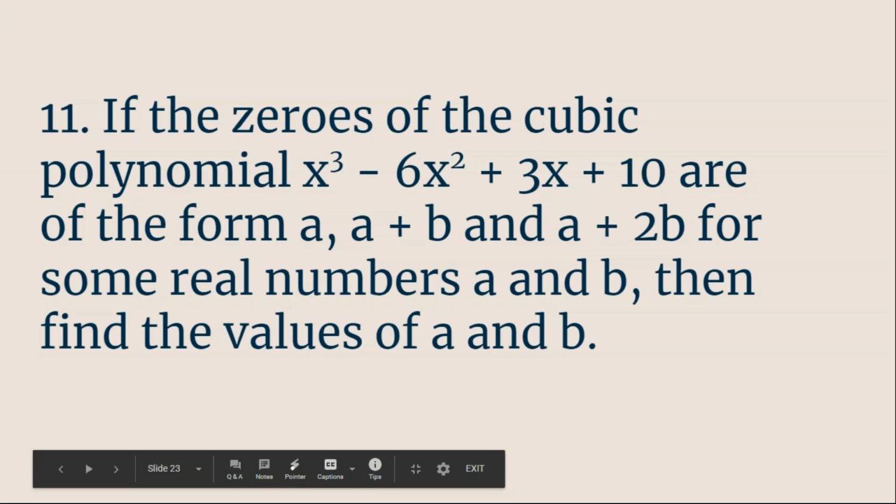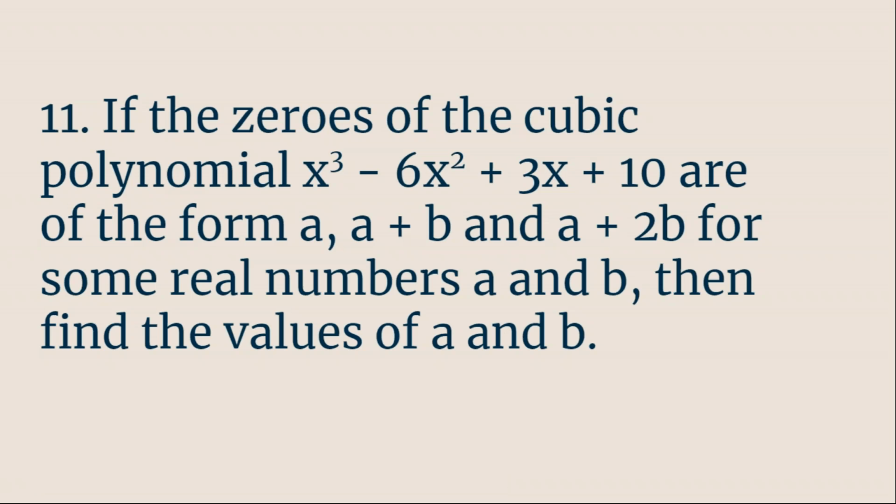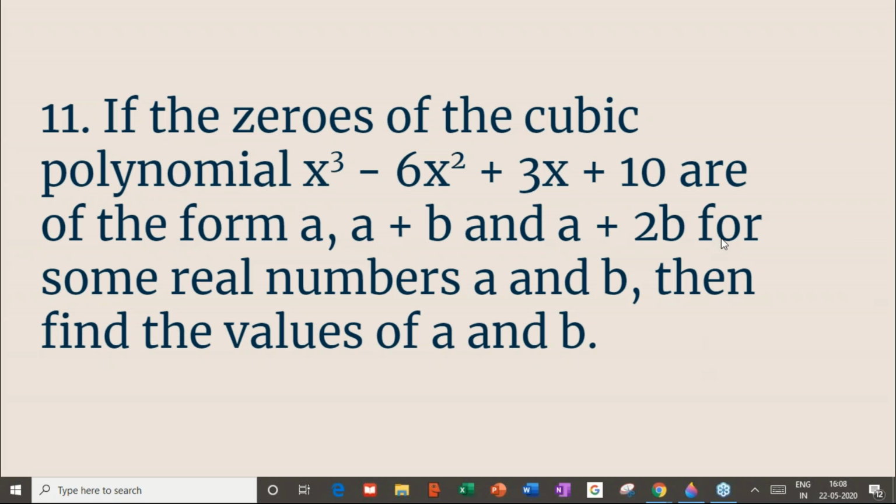Okay. If the zeros of the cubic polynomial x cube minus 6x square plus 3x plus 10 are of the form a minus b, a, and a plus b for some real numbers a and b, then find the values of a and b. We've done a similar question in the previous class. Let me see if anybody is up for trying it. I'll give you a small hint. You have to use the property of sum of zeros and product of zeros and something else which is there for cubic polynomials. Use those properties.